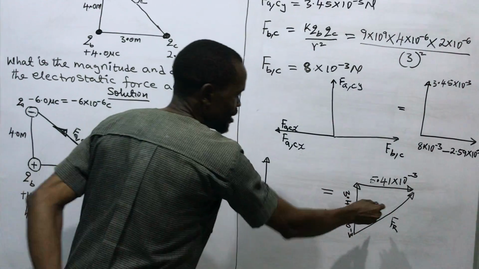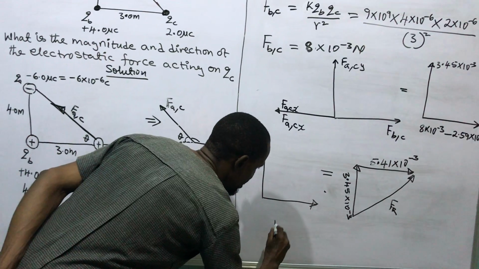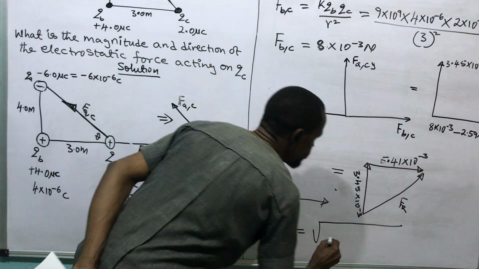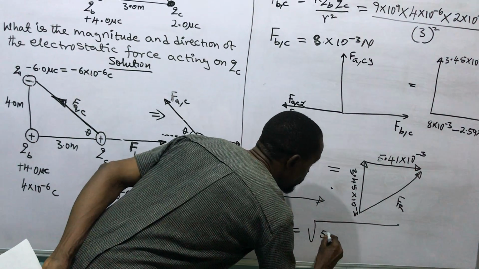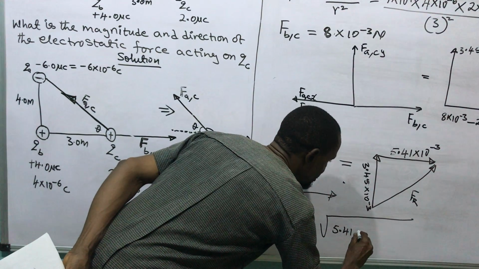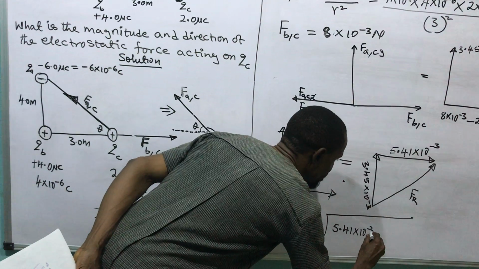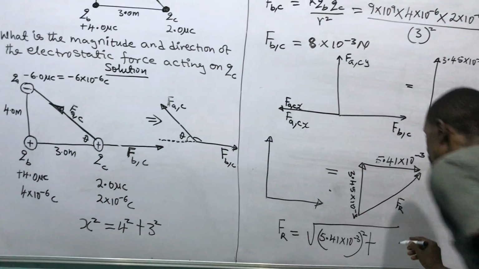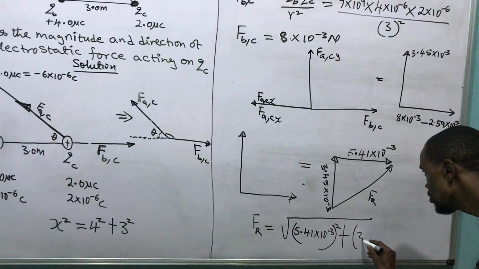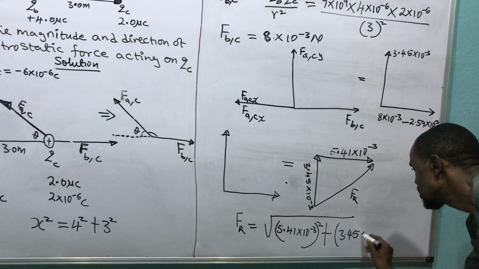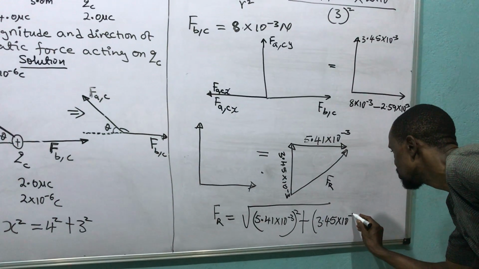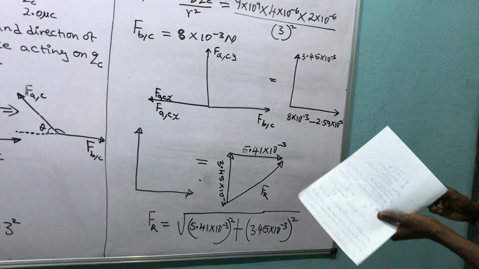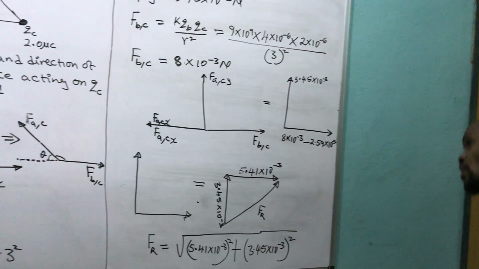Then using the Pythagorean theorem to get FR, FR will now be equal to the square root of 5.41 times 10 raised to power minus 3, all squared, plus 3.45 times 10 raised to power minus 3, all squared. You get it? So by the time we have done that, we are going to have this.